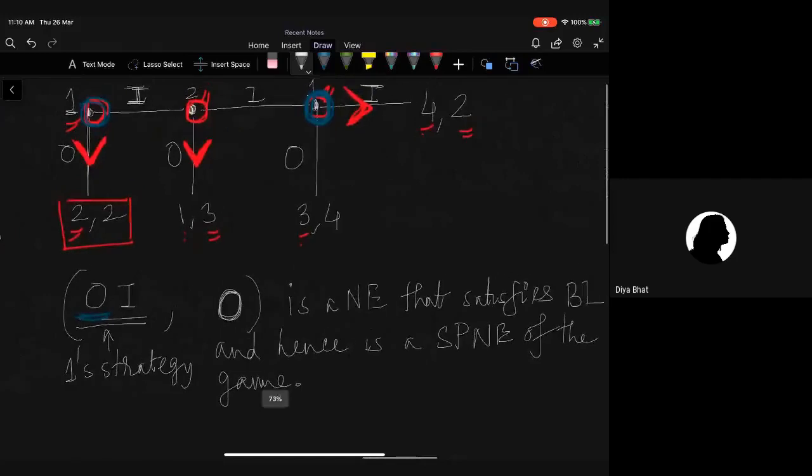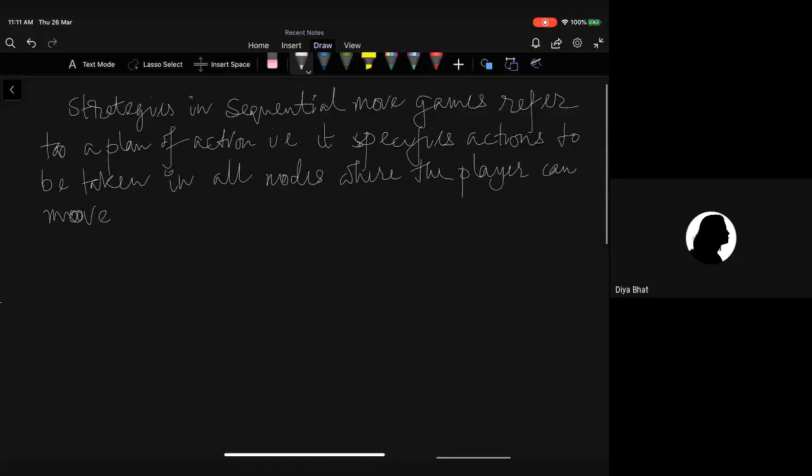So let's go back to this game. What are the possible strategies of player one? Player one could choose O in the first node and I in the second node, right? So that's an equilibrium strategy. But player one could have chosen O in the first node and O in the third node as well, correct? That's a possible plan of action, even though that's not the optimal plan of action. So as you can see, it's all permutation combinations of these possible actions.